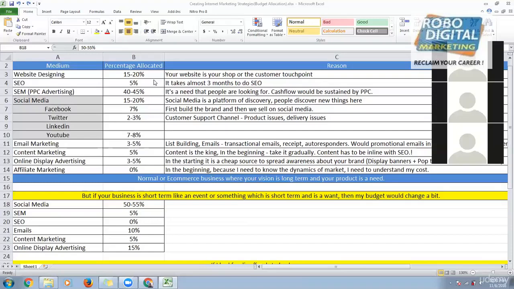Okay, so we spend a very less amount on it. That is 5%. Fourth is social media. We spend 50 to 55% of it. Why do we spend a very huge amount on social media? Because how can you make people aware of anything? You can make people aware about anything only through social media.